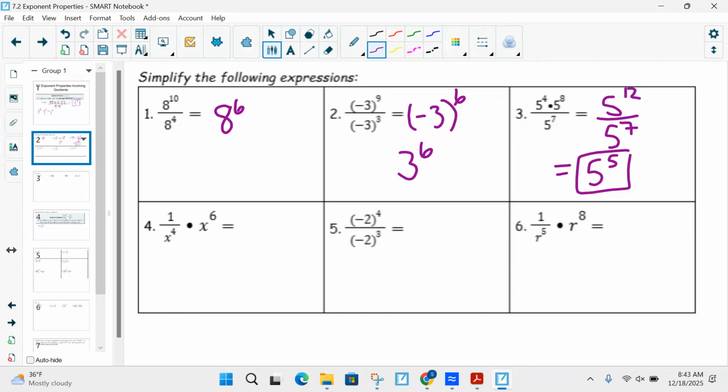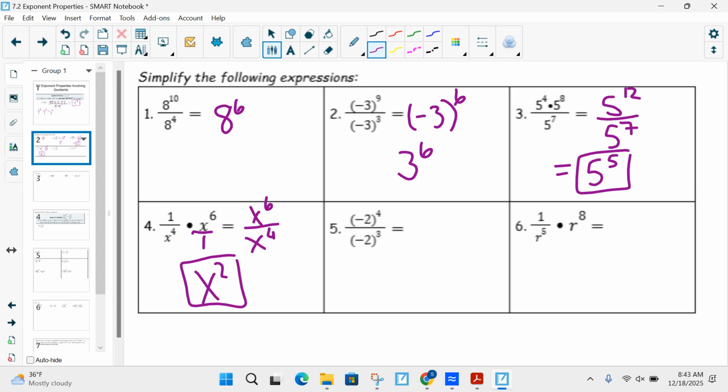Okay, number 4. The way this works is just like any other fraction times a whole number, you can combine them if you put the whole number over 1. So that would be x to the 6th over x to the 4th if you multiply across, 1 times this, and then x to the 4th times 1. So you can write it as one fraction and then subtract the exponents. That would end up being x squared. Does that make sense? Yeah, it does. Just put your whole number over 1 and multiply it across, and then you can cancel out.